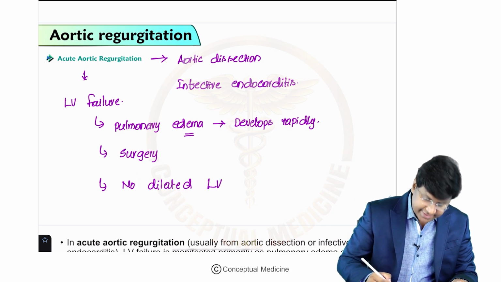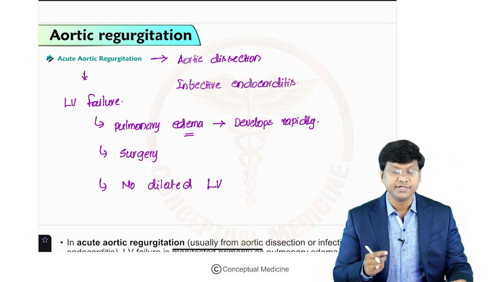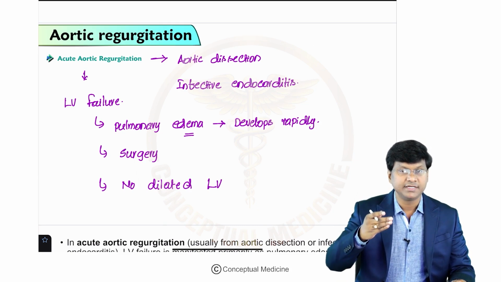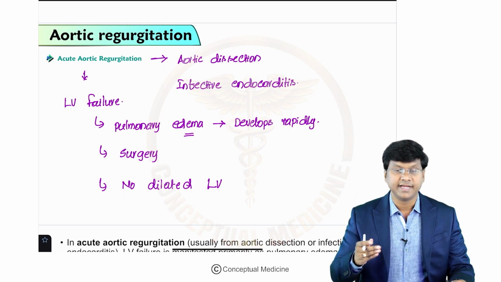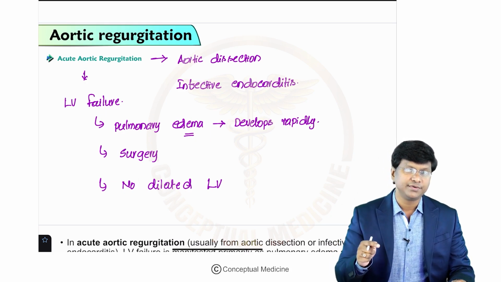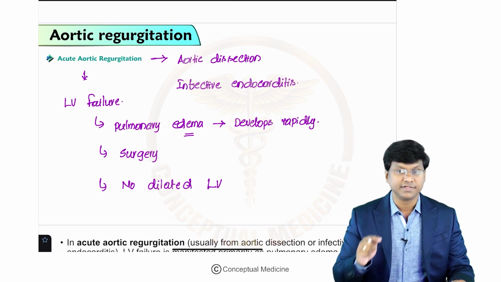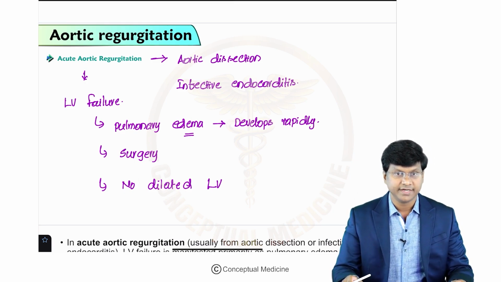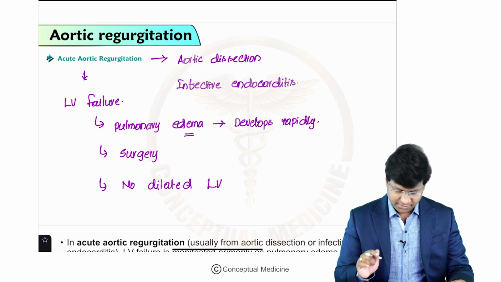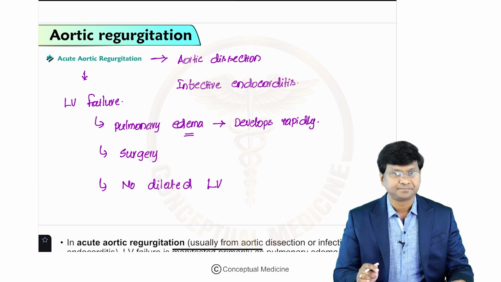Whereas in case of chronic aortic regurgitation, the blood from the aorta will be chronically regurgitating back into the left ventricle, and left ventricular end-systolic volume increases, and thereby in chronic aortic regurgitation you have the presence of the dilated left ventricle, right? Whereas in case of acute aortic regurgitation, you don't have the dilated left ventricle.